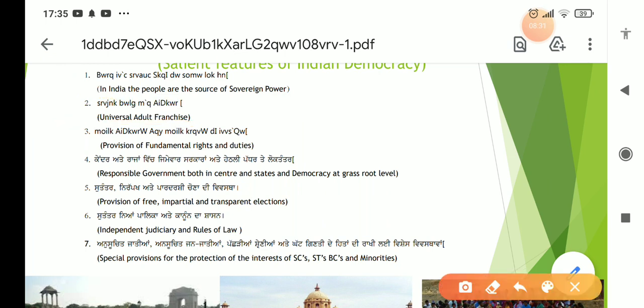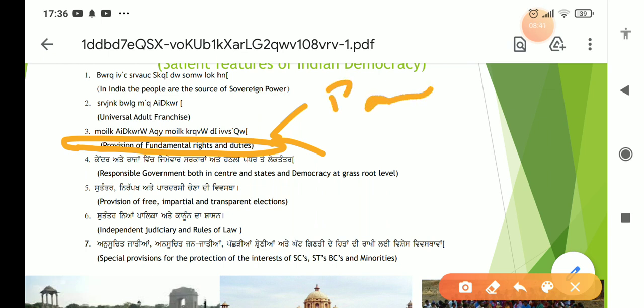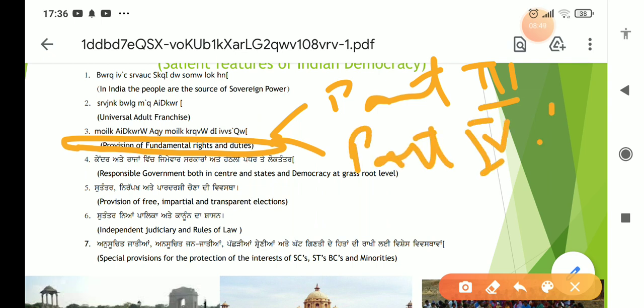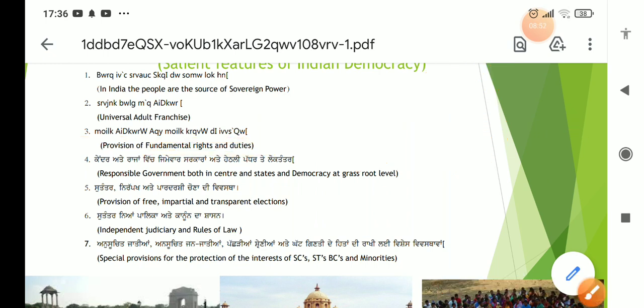Then we have fundamental rights and duties. We have a provision in the Constitution for fundamental rights and duties. Fundamental rights are in Part 3, right? Part 3, and fundamental duties are in Part 4A. Then there is responsible government both in the center and states, and democracy at the grassroots level.